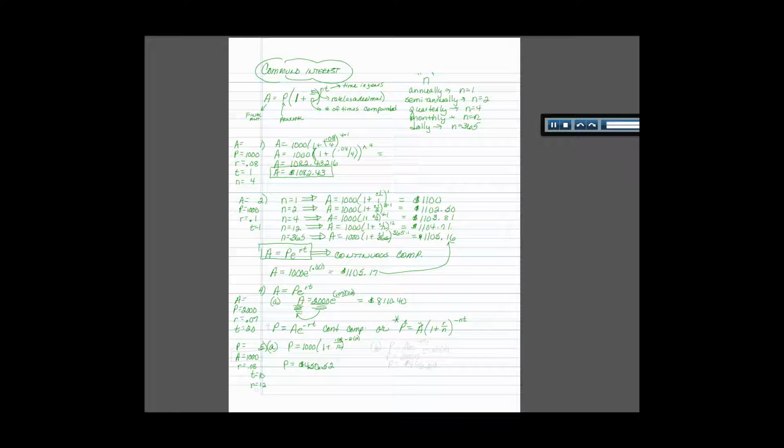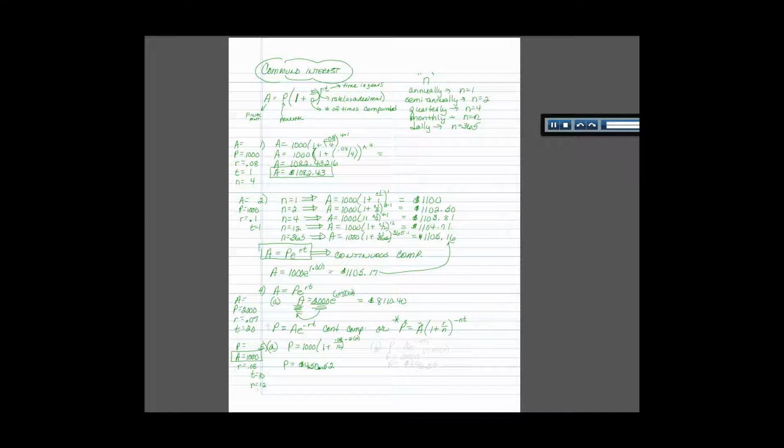$450.52. What does that mean? It means if you bought that bond and you paid $450.52 and you left it in there for 10 years and it was compounded every month at 8%, you would get back the $1,000 at the end that you had hoped to earn. So it tells you how much you should spend on that.